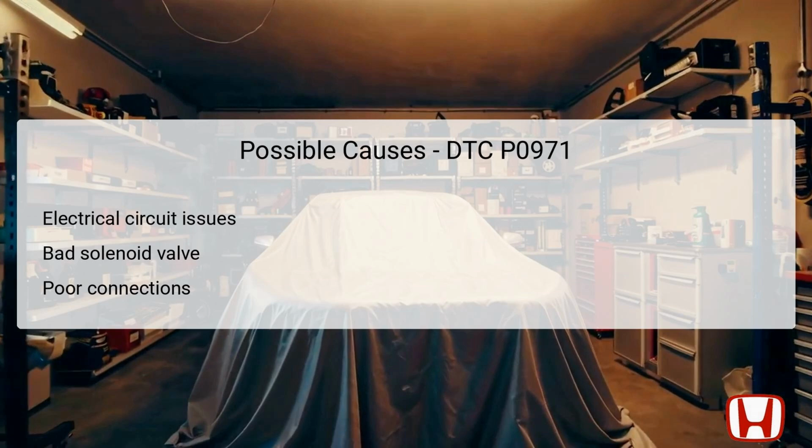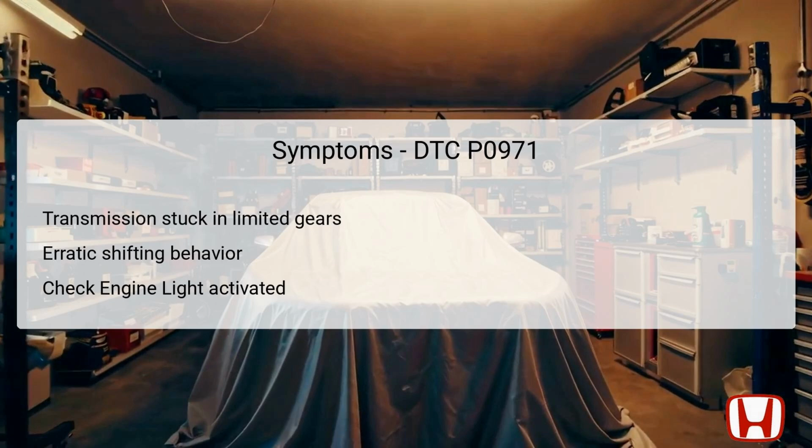When DTC P0971 is triggered, the symptoms become noticeable during vehicle operation, often beginning with the transmission being limited to first, second, or fifth gears only. This restricted functionality not only affects acceleration and driving dynamics, but can lead to significant safety concerns on the road.